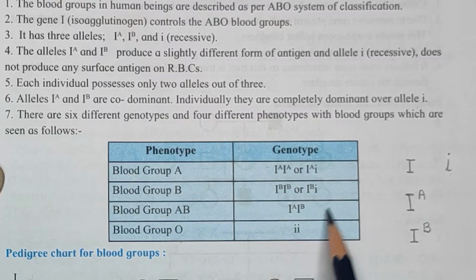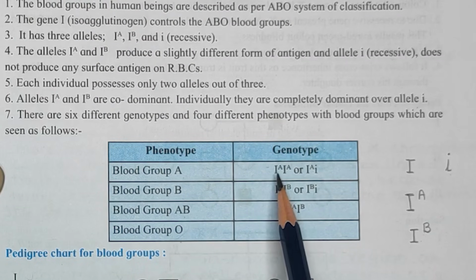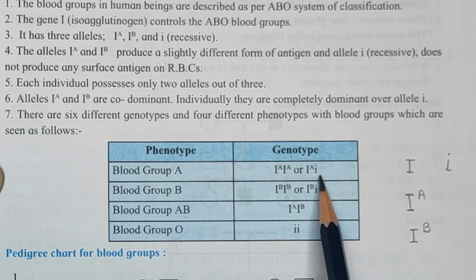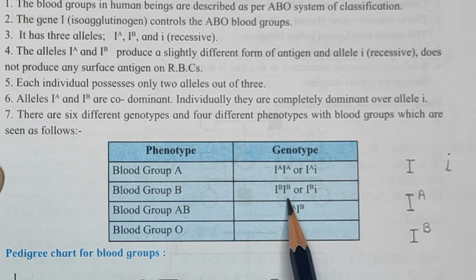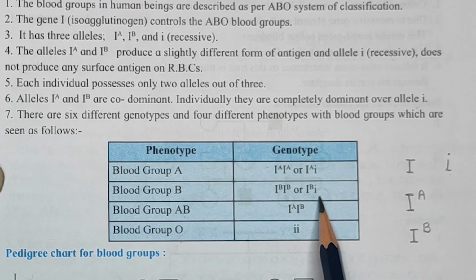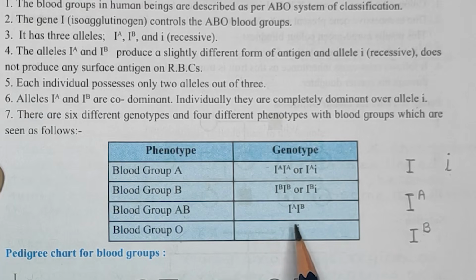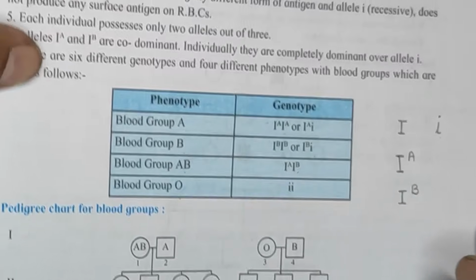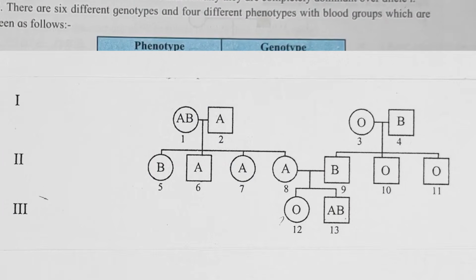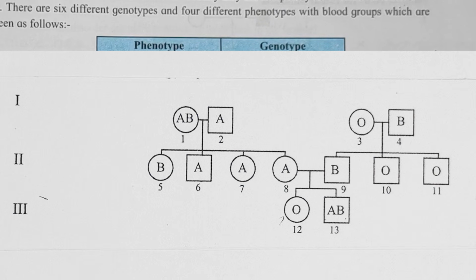And genotypes are related to the genes. So which are those genotypes? IA IA, IA i, IB IB, or IB i. These are the 4. IA IB is the 5th one, and ii is the 6th genotype. In exam time, you will get only this chart. You will get only this chart, and you have to identify this. So what do we write here?